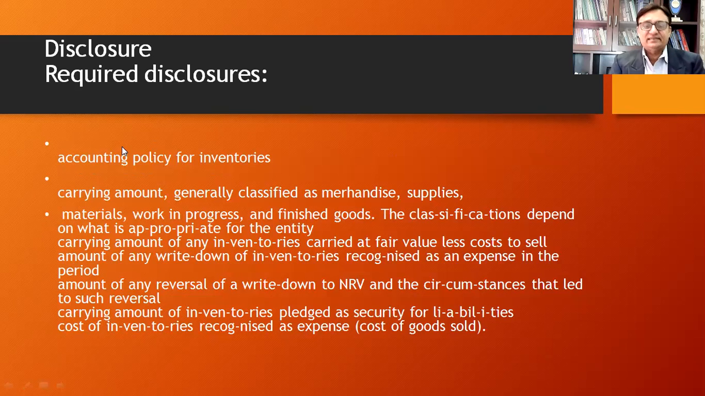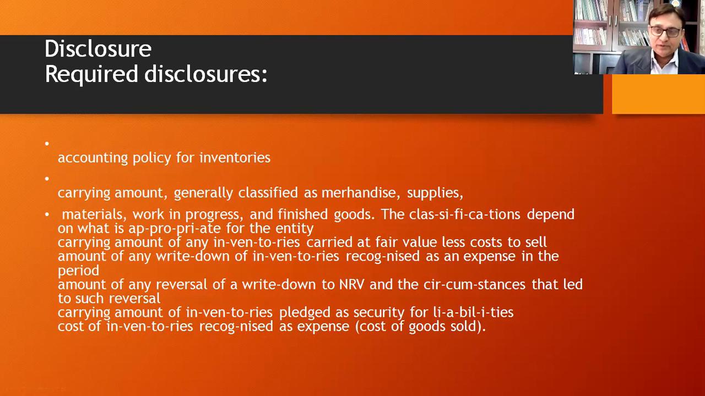So there are certain disclosure requirements also as per the requirements of this standard. First of all, you will disclose which accounting policy for inventories you have used. Number one, the valuation model which you have used, whether you are using first in first out method, specific identification, or weighted average cost method, which method you are using, what is the accounting policy of your organization, that needs to be stated.